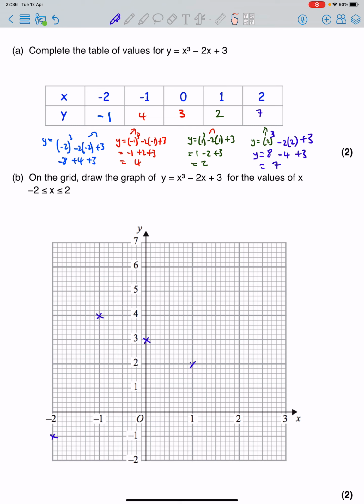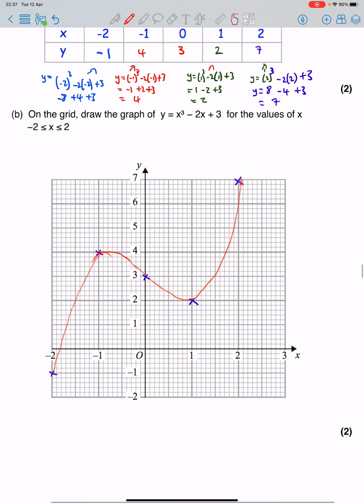We join it with a smooth curve. I'm going to draw it again in red. And the idea should be that it's a curve that goes something like this, something along these lines, and then something like that. So that's the approximate shape of a cubic graph, and that is fine.